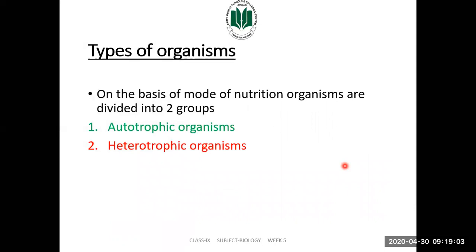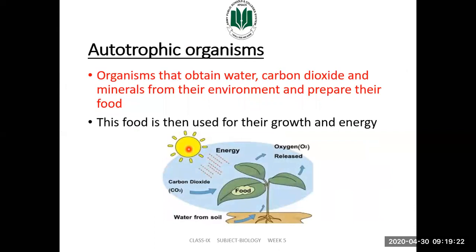There are two types of organisms based on the mode of nutrition, or the way in which these organisms get their food. The organisms can be autotrophic organisms or heterotrophic organisms. We will get to know about both of these terms in our lesson shortly. Now, what are autotrophic organisms?